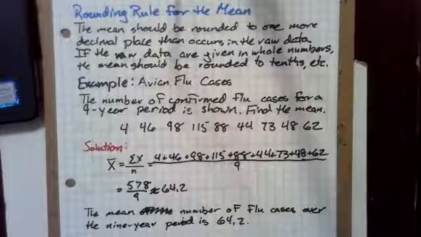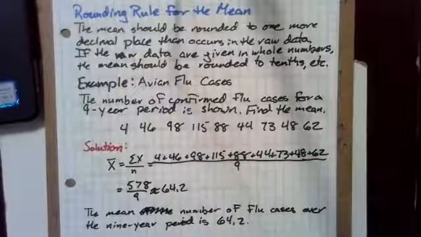Here's an example on avian flu cases. The number of confirmed flu cases for a 9-year period is shown. Find the mean, and here are the data: 4, 46, 98, 115, 88, 44, 73, 48, 62.